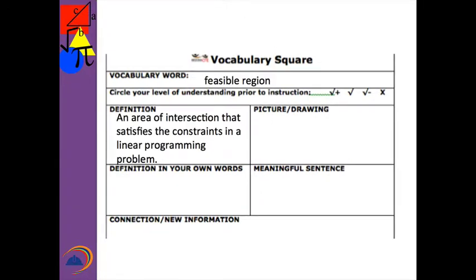And feasible region. That's when we graph several inequalities, and it's the overlapping region. It's an area of intersection that satisfies all the constraints, not complaints, constraints in a linear programming problem. So teacher, have the students pause, fill out their vocabulary squares, and I'll meet you back here in a minute.